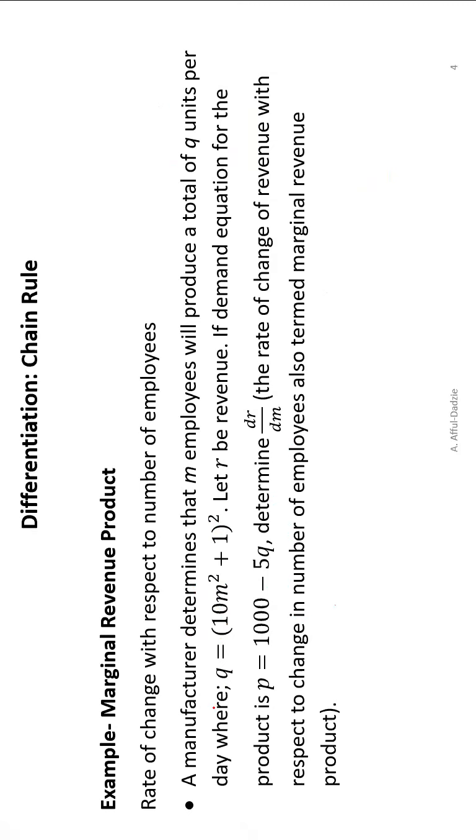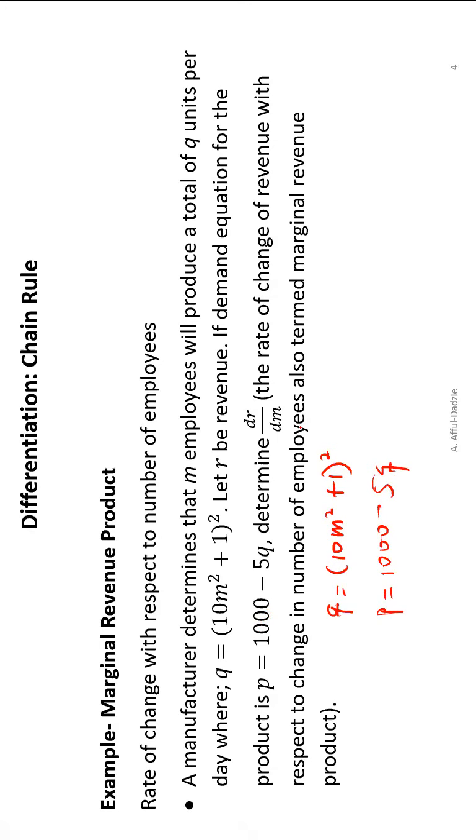Q here represents that the manufacturer determines that M employees will produce a total of Q units per day. So this is quantity with respect to the number of employees. So Q equals 10M squared plus 1 squared. Then it says also let R be revenue. If the demand equation for the product is P equals this, so we have P is 1,000 minus 5Q, okay?